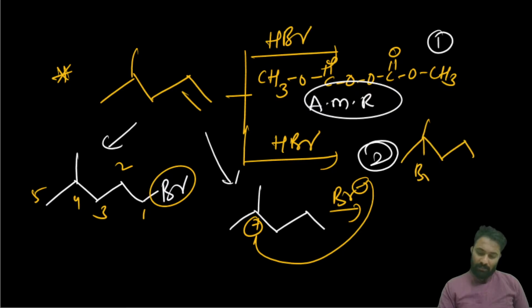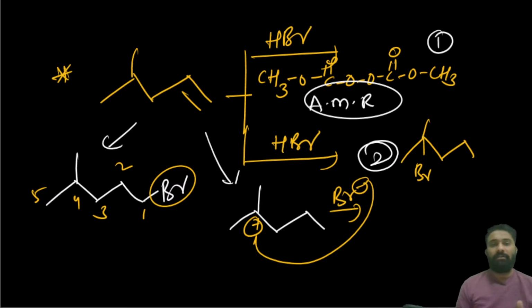Here it will get the Br. Now what comes? 2 bromo 2 methyl pentane. 2 bromo 2 methyl pentane. That's it, simple, clear.